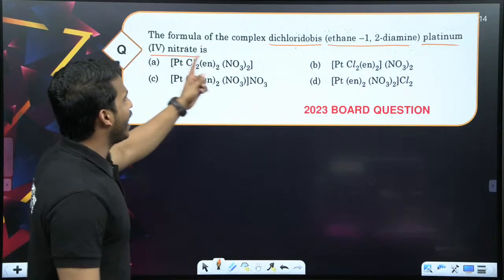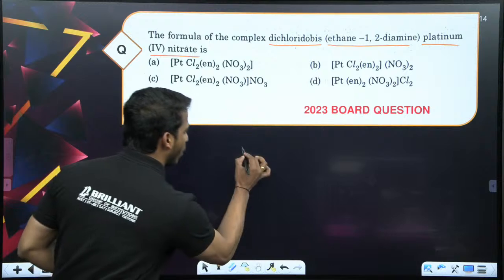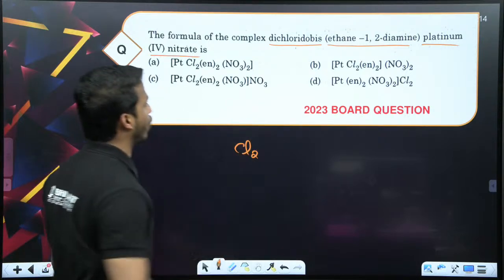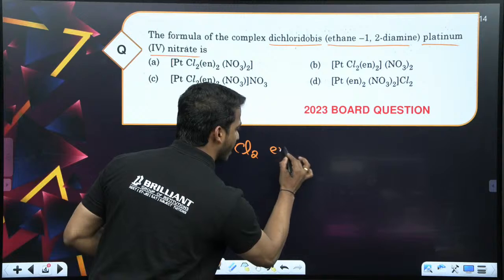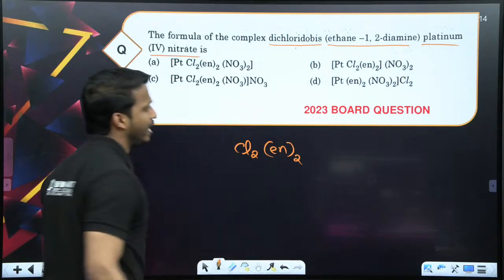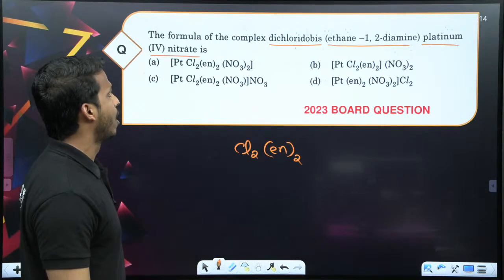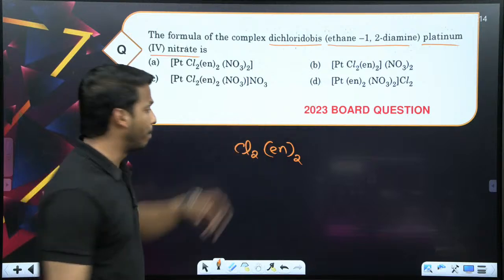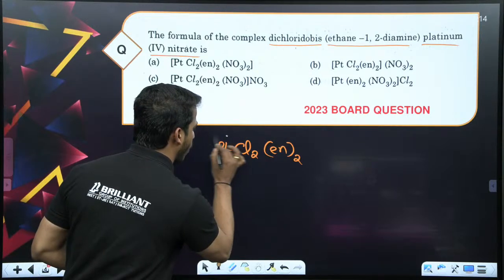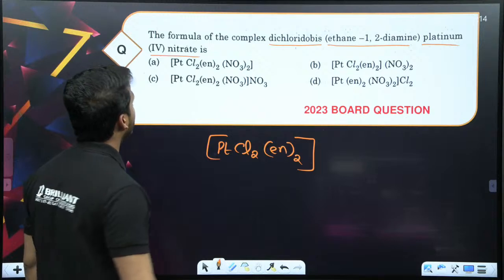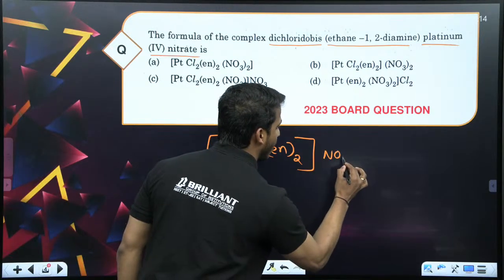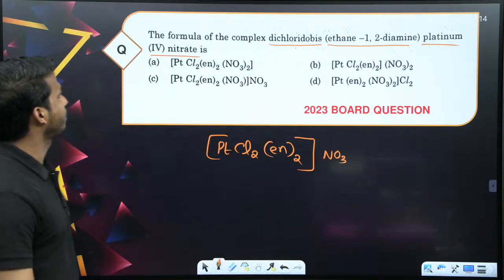Dichlorido means Cl2, 2 chlorine. Bis(ethane-1,2-diamine) means En twice, right? Then what is the metal? Platinum, that is Pt. Okay, Pt. The coordination sphere is okay. And what is outside? That is nitrate. What is nitrate? NO3.